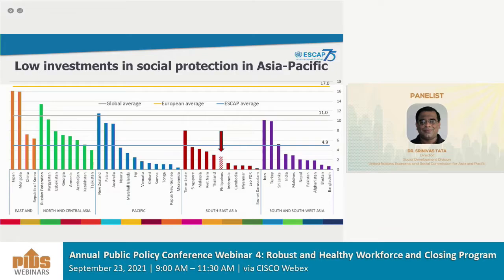Only 4 countries in Asia and the Pacific spend more than the global average of 11% of GDP, an average that's more than twice as high as the average in Asia Pacific, which stands at only 4.9%. In fact, all ASEAN member states invest below the regional average for Asia Pacific, of which 5 countries spend less than 2%. The Philippines' spending on social protection reaches only 2.6% of GDP, which is a quarter of the global average. But please note that these numbers do not cover healthcare. They exclude healthcare.